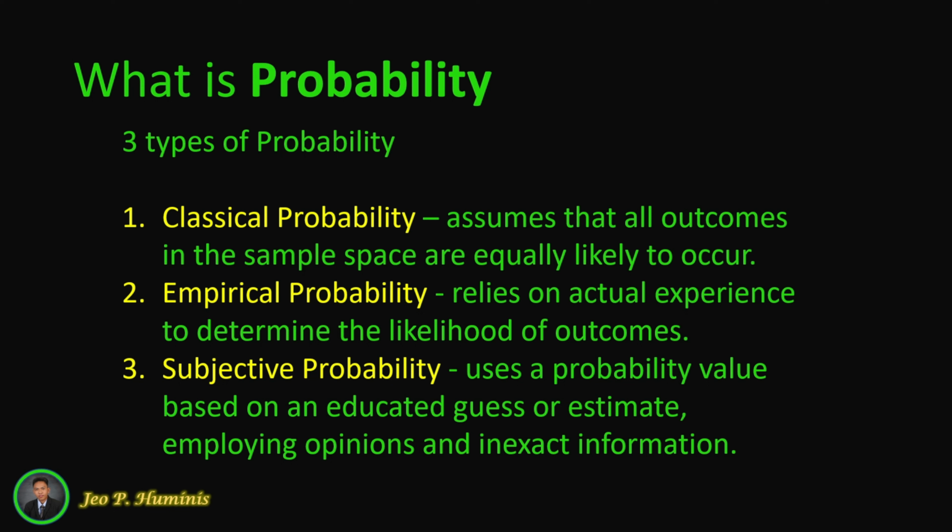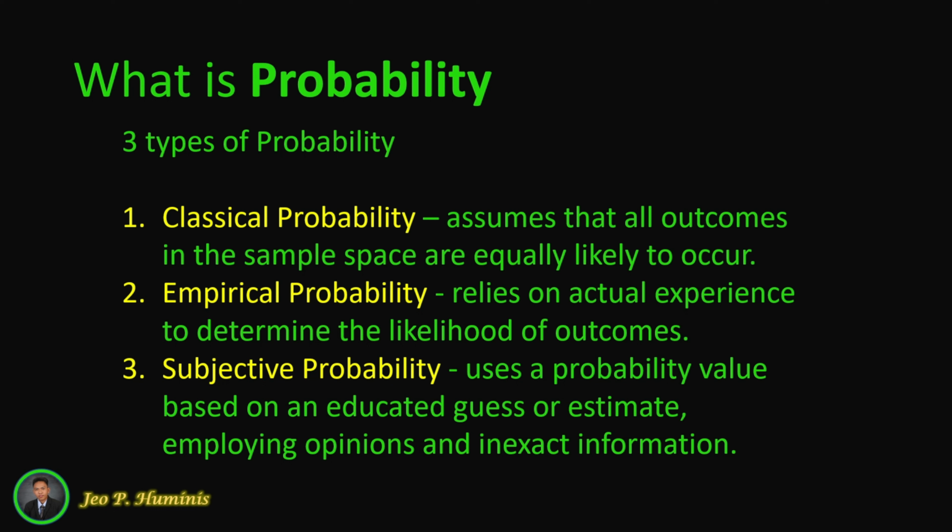For example, rolling a single die. It has a sample space of 6. That is an example of classical probability, meaning we just assume. We don't conduct an experiment, we don't conduct observation.